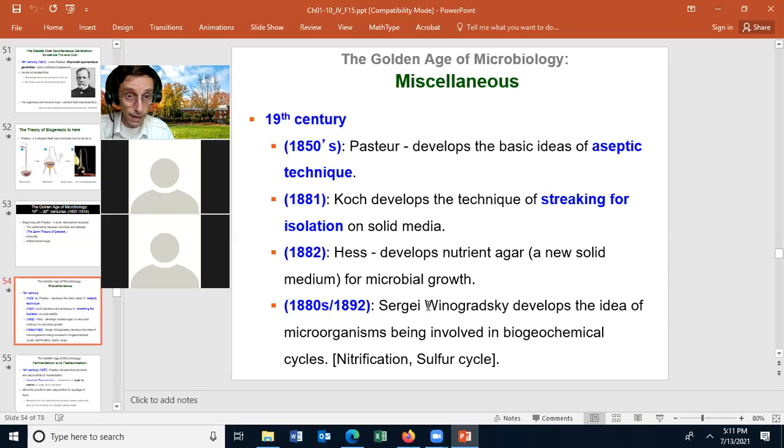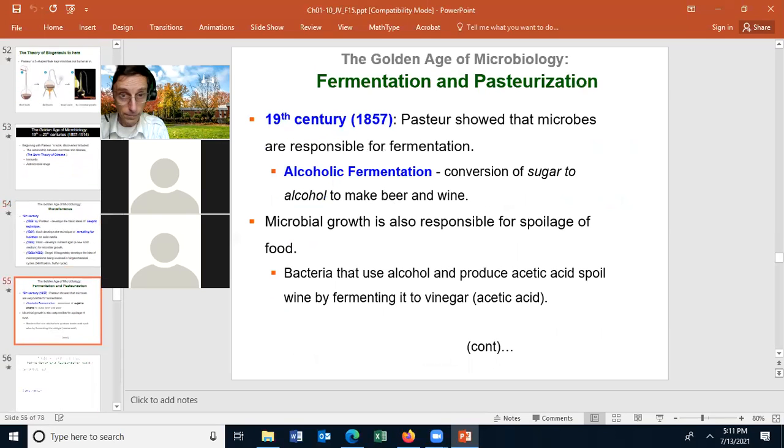And then at this time, Sergei Winogradsky developed the idea that microorganisms were involved in various biogeochemical cycles, such as the nitrogen cycle that we talked about early on in this lesson. But it's also true that Sergei Winogradsky discovered the sulfur cycle, where bacteria were important in recycling sulfur on the planet Earth, moving it around from one form and one place to another.